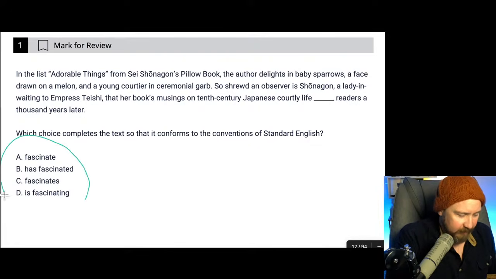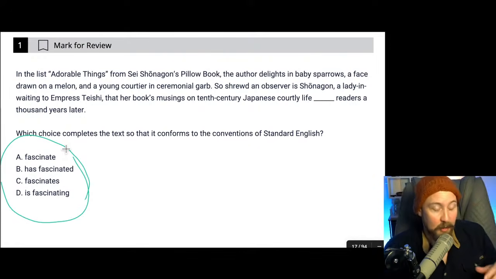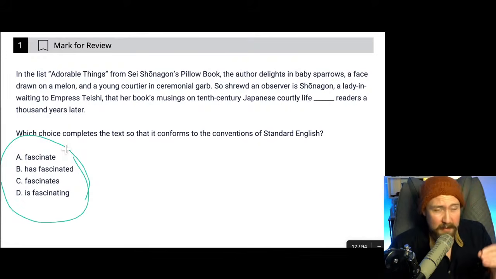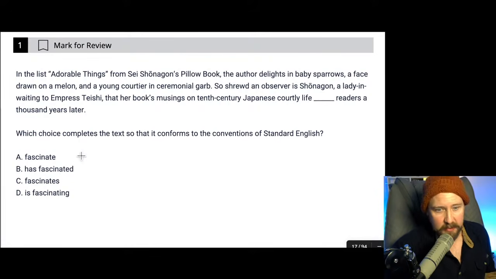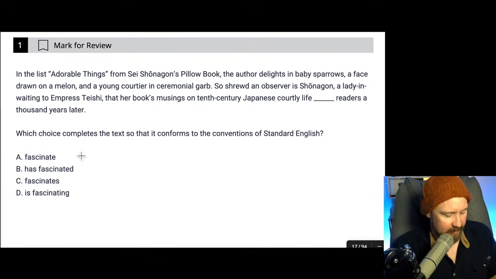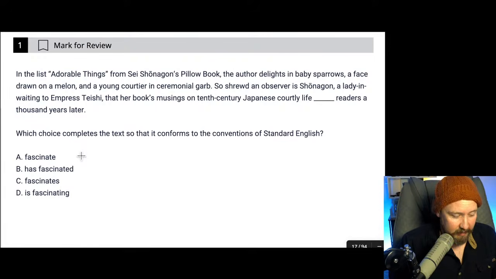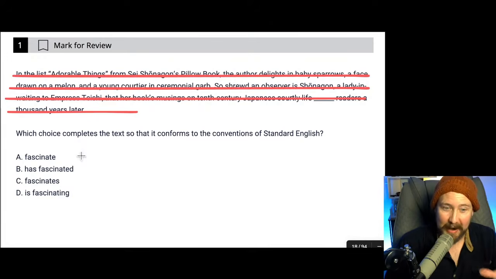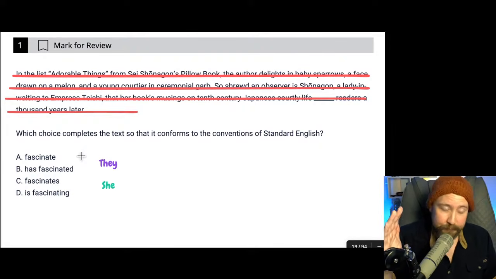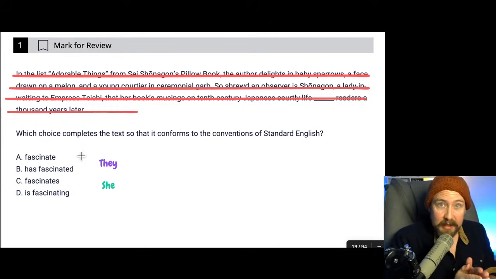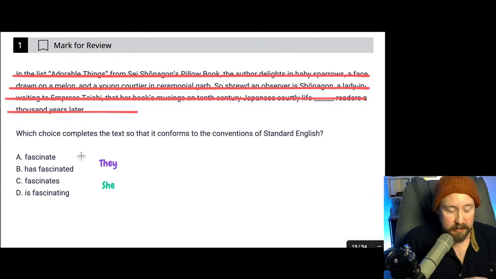So hopefully everyone in the chat here knows what a verb looks like. If you do not, you're going to need to start a little bit farther back and learn some basics before we get into it. But if you see verbs in the answer choices, I want you to ignore the passage completely. This is good, right? We're going to get lazy. Now I want you to think about the words they and she. And all we're going to do is connect they and she to the answer choices.